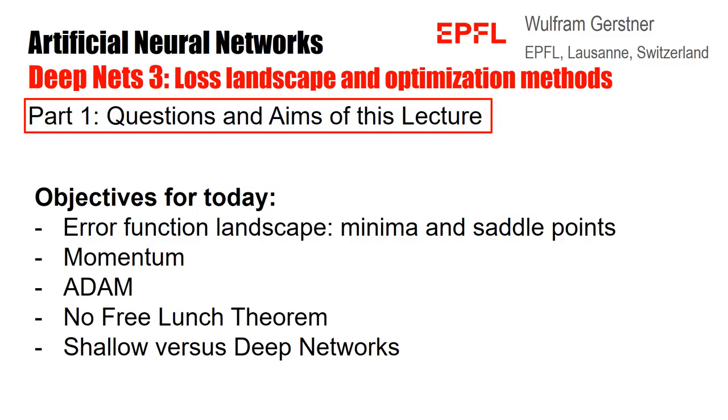Welcome to the lecture series on deep learning in artificial neural networks. This lecture covers the shape of the loss landscape and the optimization methods that are used to find good minima therein. And this specific video presents the questions and aims of this lecture.